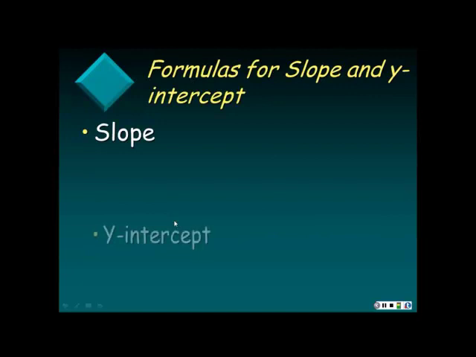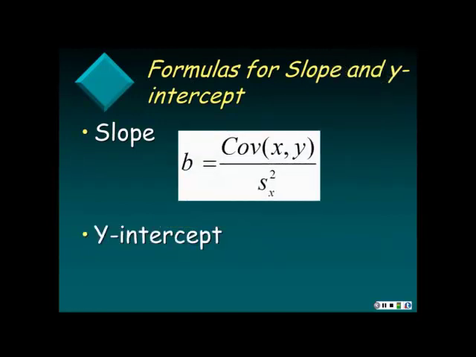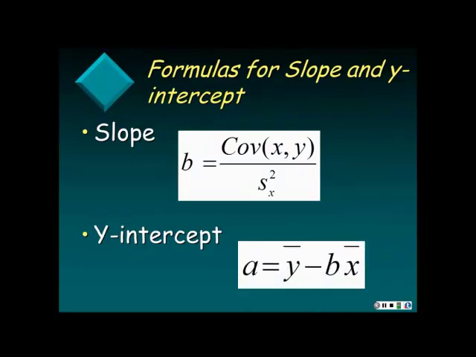Okay, the formulas for the slope and the y-intercept. For the slope, take that same covariance of x and y and divide it by the variance of the x's. And then the y-intercept A is just going to be y bar minus b times x bar. By the way, I know that the symbols here are a little bit different than you had in algebra. I guess that's the simple answer.